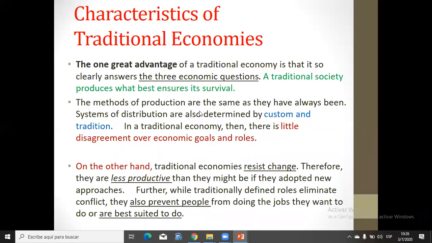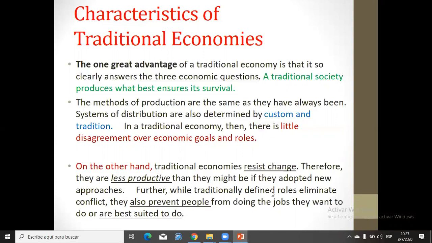The methods of production are the same as they have always been. Systems of distribution are also determined by customs and tradition. In a traditional economy, then, there is little disagreement over economic goals and rules. Why? Because everybody knows what to do. On the other hand, a traditional economy resists change. There's no change. Suddenly you want to change something, the way something has been done during these years, and they're going to say, you know something, no, let's stick to the same way we have been doing since the beginning of this community. Therefore, they are less productive than they might be if they adopted new approaches.